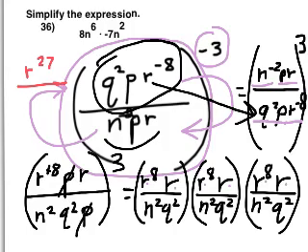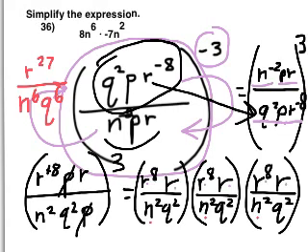Now we'll look at the bottom. We've got n to the second, n to the second, n to the second. 2, 4, 6. 6 of them. N to the 6th. Q's. Q to the 6th also. So there's our answer. R to the 27th, n to the 6th, Q to the 6th.